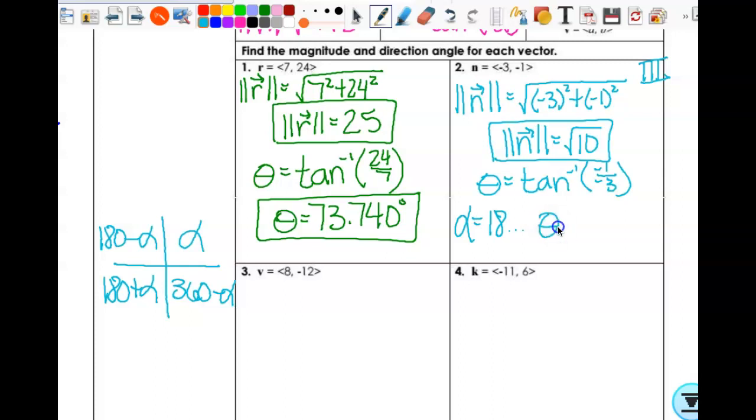So for theta then, we should get 198.435 degrees. What questions do you have? All righty. Then you do number 3 on your own.